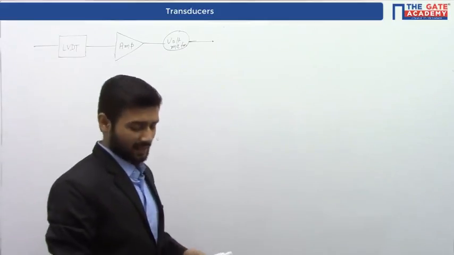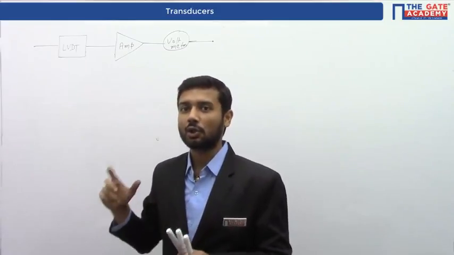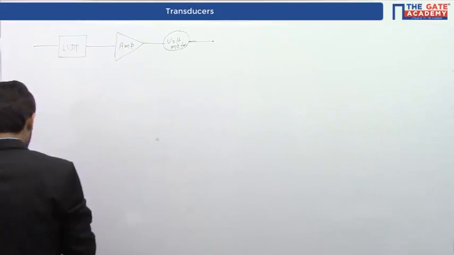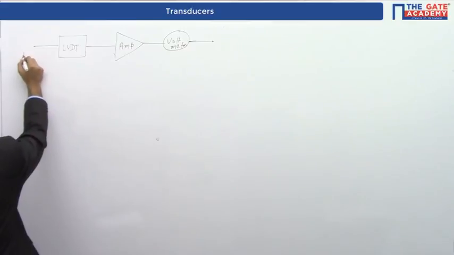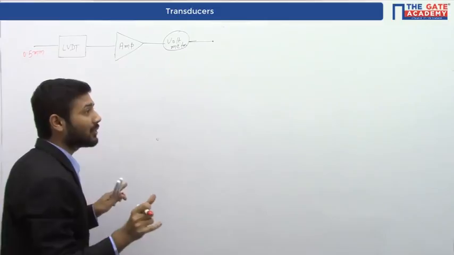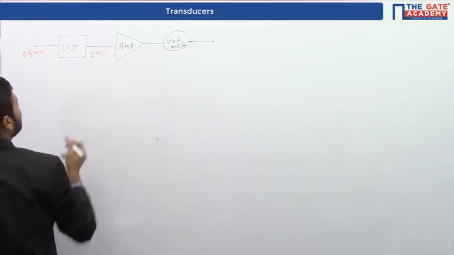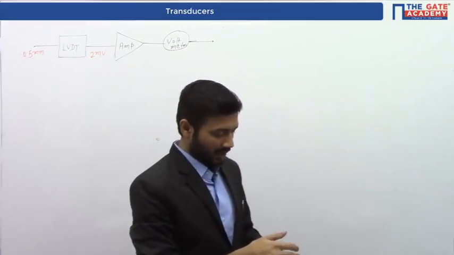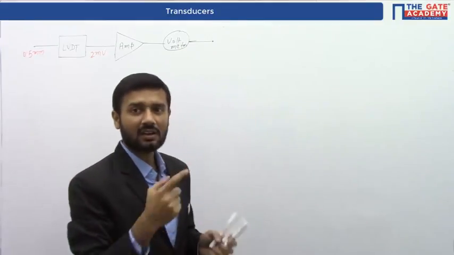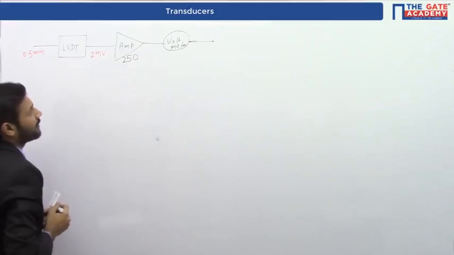Now in the question it is given that if the core is displaced by 0.5 millimeter, 2 millivolt appears across the terminals of the LVDT. So the input of the LVDT is 0.5 millimeter and the output of the LVDT appearing across this terminal is 2 millivolt. And the amplification factor of this amplifier is given as 250. So we can write the amplification as 250.